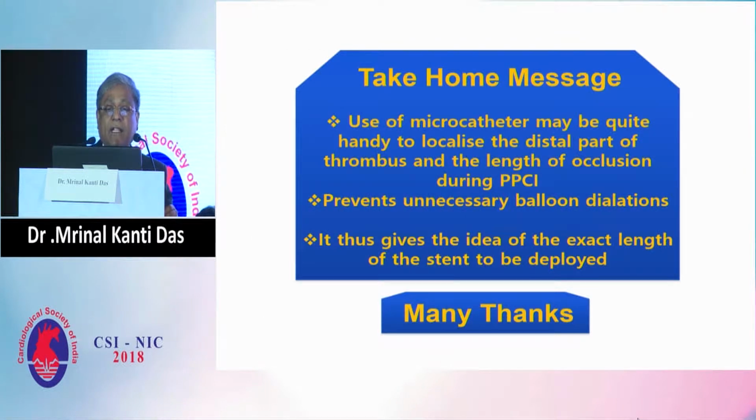final result. And the take-home message is that use of a microcatheter may be quite handy to localize the distal part of the thrombus and the length of occlusion during primary PCI. It prevents unnecessary balloon dilatations, which might cause a lot of problems during primary PCI, especially in the background of dissection and all. And it gives the idea of the exact length of the stent to be deployed. Thank you very much for the patient hearing.